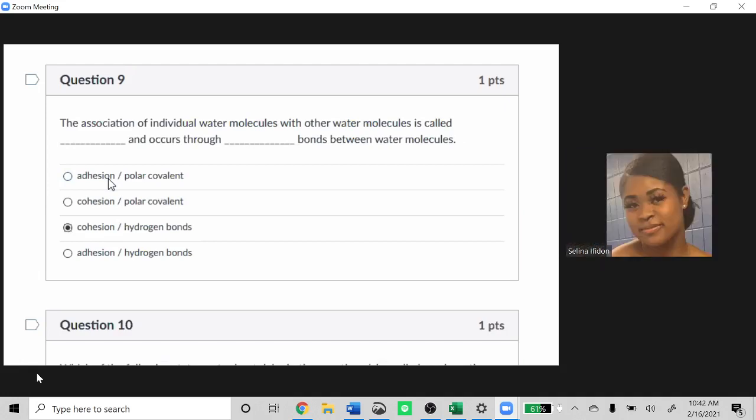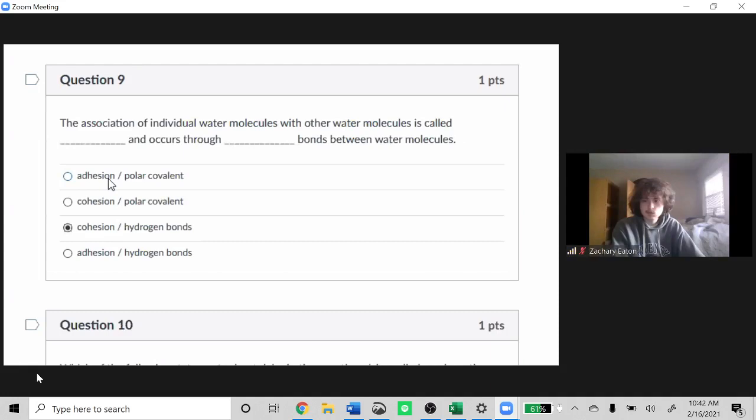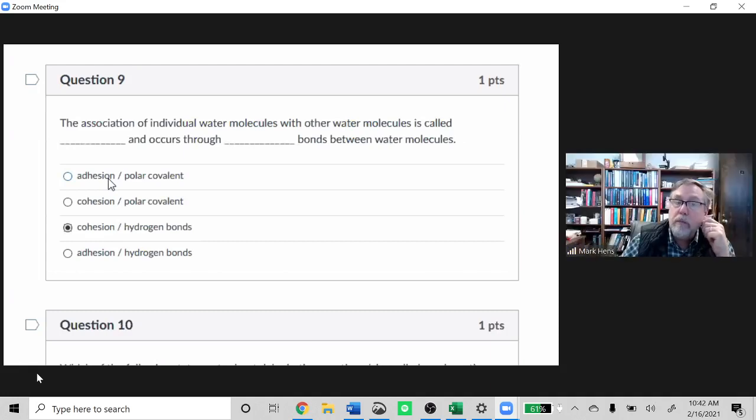Water connecting to, like, a leaf or something. Water connecting to, attaching to some other polar molecule, also by hydrogen bonds, right? But so cohesion is water to water. Adhesion is water to some other polar molecule, both of which take place through hydrogen bonds.